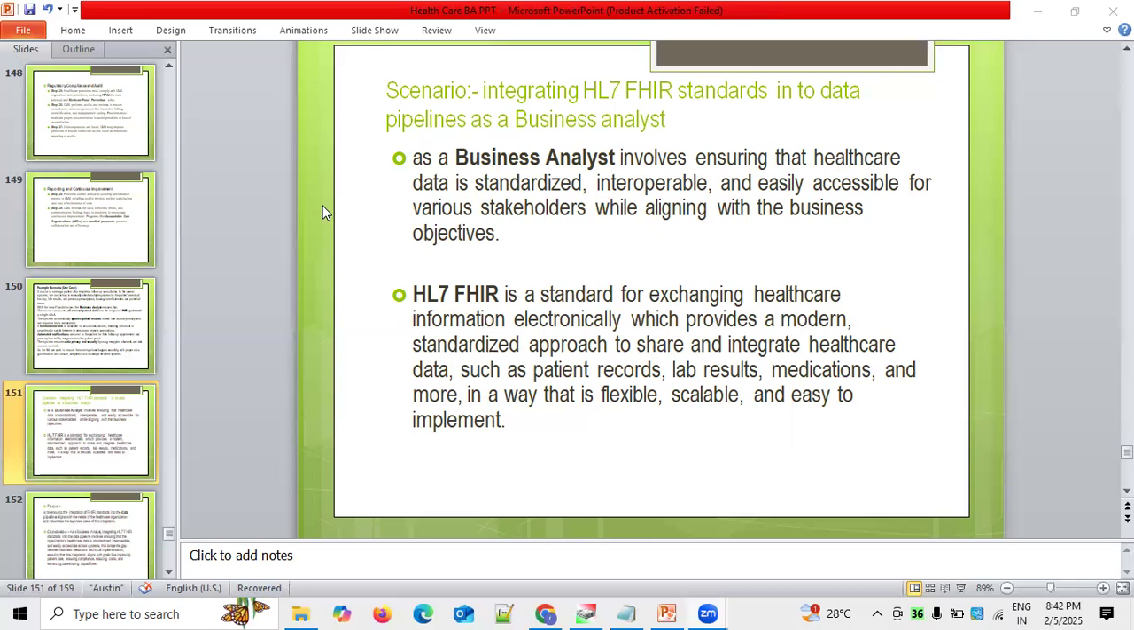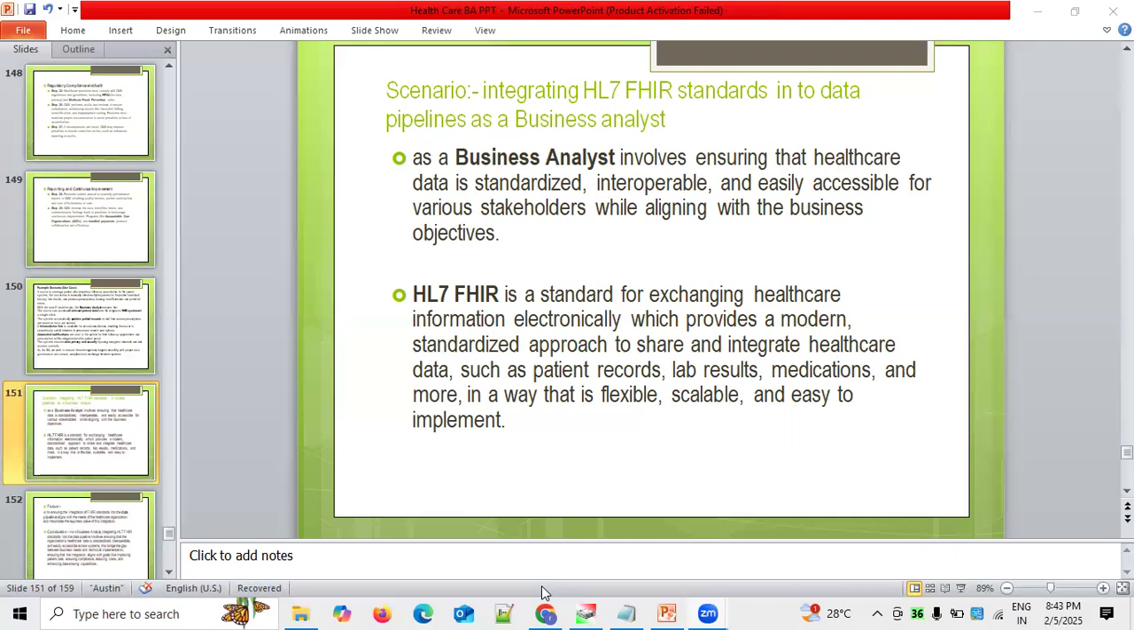So as a BA, first of all, we must know what a business analyst does. First, we must know what HL7 FHIR is all about. HL7 FHIR is a standard for exchanging healthcare information electronically, because when we are transforming the data, we transform it in an electronic format, which provides a standardized approach to share as well as integrate healthcare data like patient records or lab results.